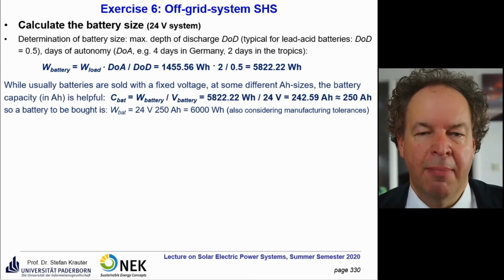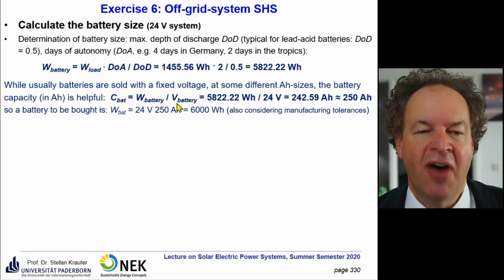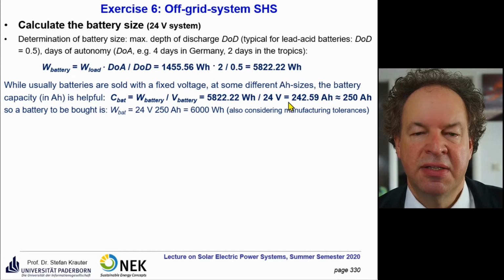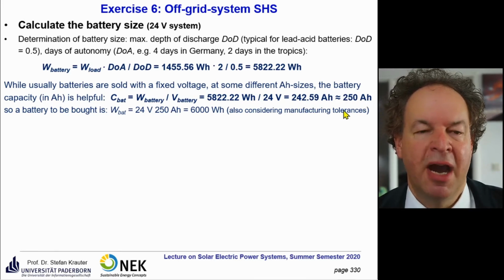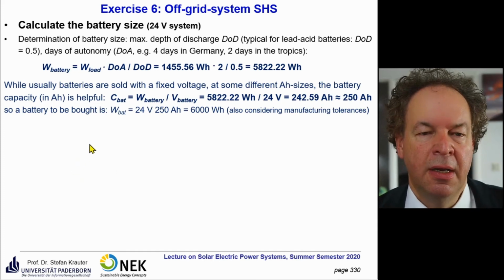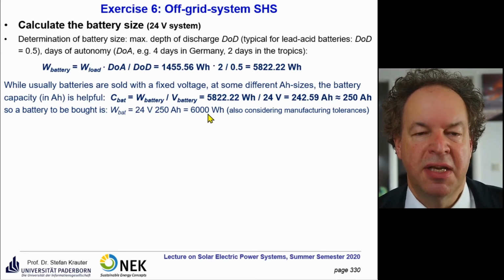Usually you don't buy a battery by kilowatt hour. You have a certain voltage and buy it by ampere hours. That's called the battery capacity C. In terms of ampere hours, you have the energy to be stored in the battery divided by the voltage of that battery. We have 24 volts, and so we arrive at 242.59 ampere hours. That's quite uncommon. Usually you have a battery size of 250 ampere hours. So the actual battery size is a bit bigger, about 6 kilowatt hours.